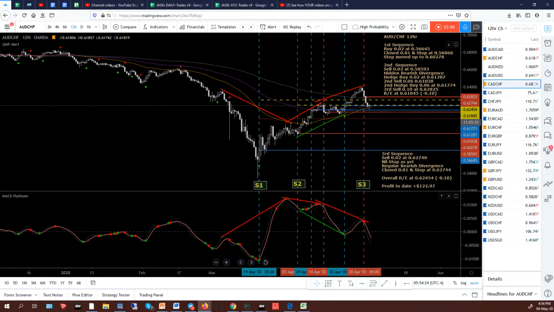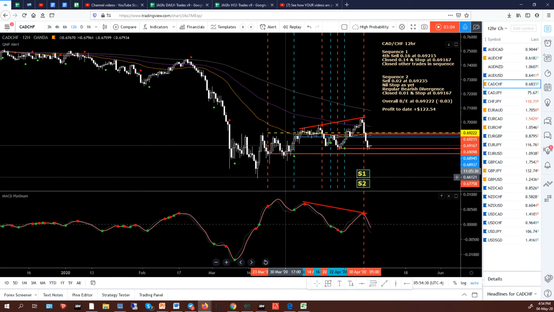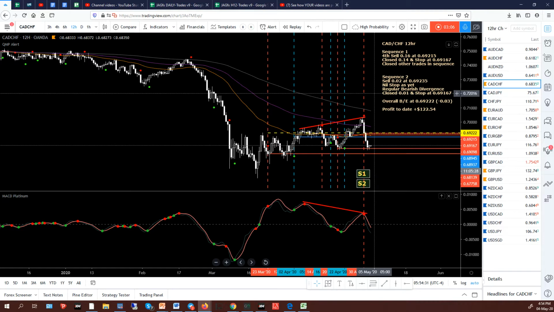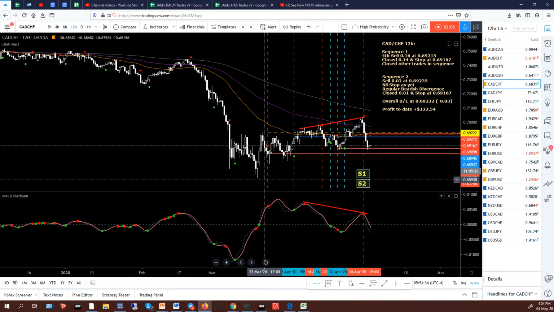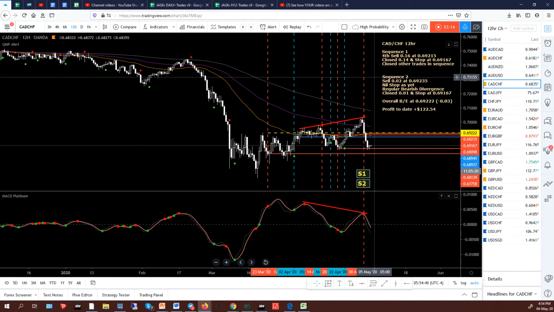CAD Swiss, a lot happening on this pair. All right, I've left the lines on the chart. Basically, sequence 1 was over here. So it was a sell, buy, sell, buy, sell, buy, sell. A lot of trades. Overall break even for that was down here somewhere. MACD Platinum is through the zero level.